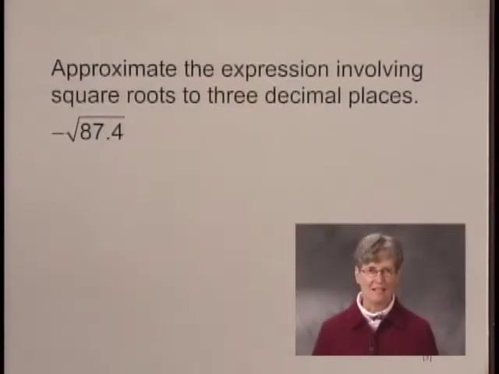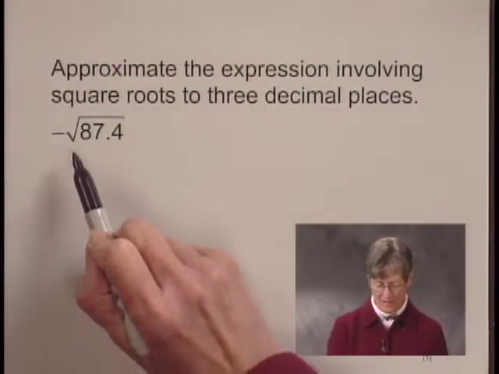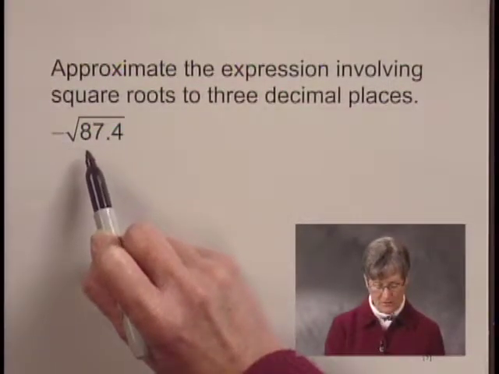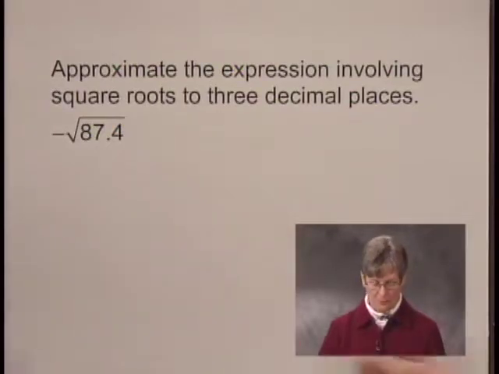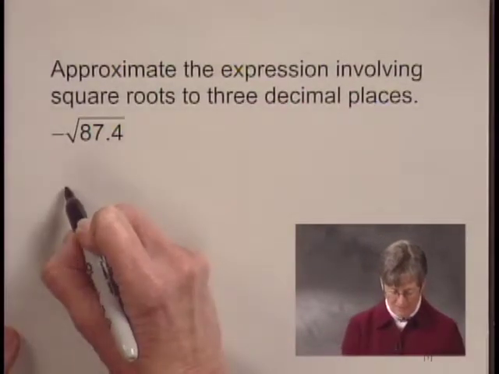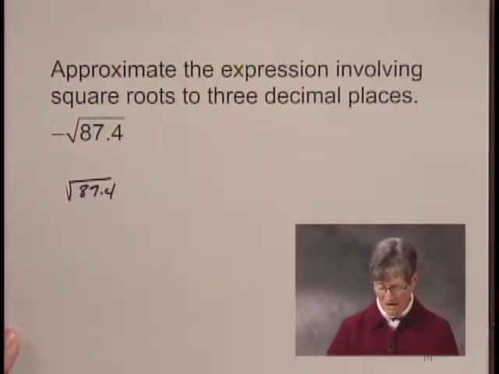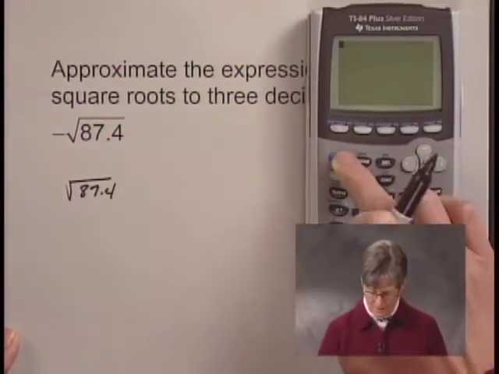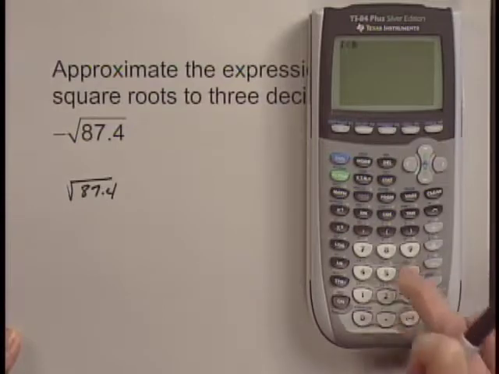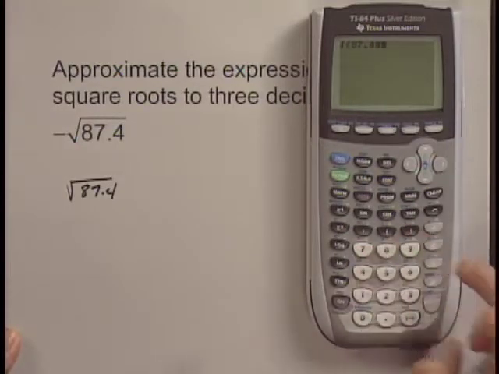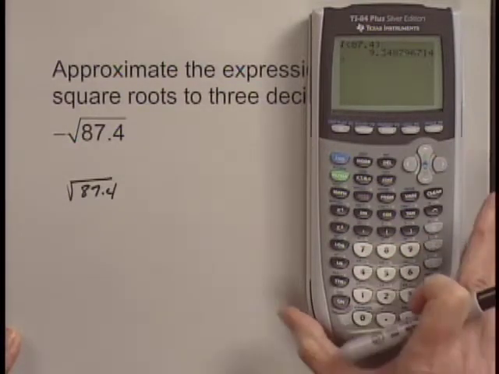In this exercise, we'll approximate a square root to 3 decimal places. And the root that we're looking at is the opposite of the square root of 87.4. Now, we would begin by finding the square root of 87.4, and we'd use a calculator to do that. We'd call up the square root function and then enter 87.4 and press the enter key.